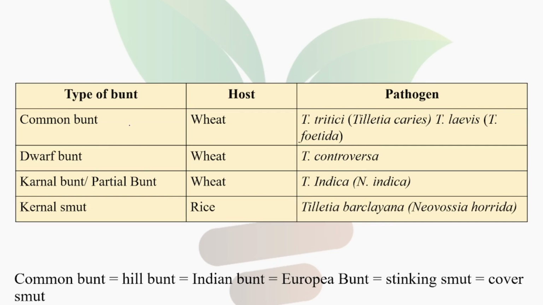These are all the common bunt diseases. Common bunt of wheat: Tilletia tritici or Tilletia caries, Tilletia laevis or Tilletia foetida. Dwarf bunt of wheat: Tilletia controversa. Kernel bunt, we can also call it partial bunt because only a few grains are infected: Tilletia indica, also called Neovossia indica. Kernel smut of rice is caused by Tilletia barclayana, also called Tilletia horrida. Other bunts are also there, but these are the very important ones.